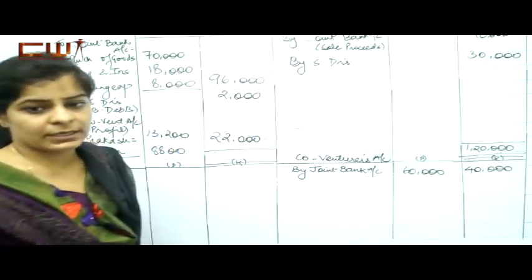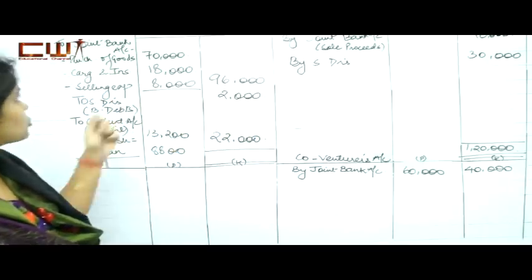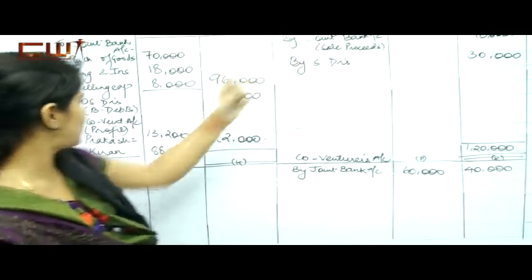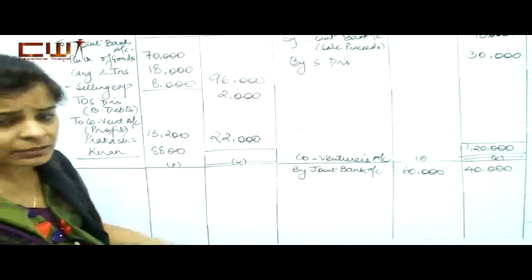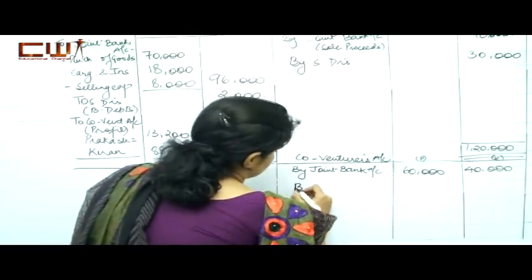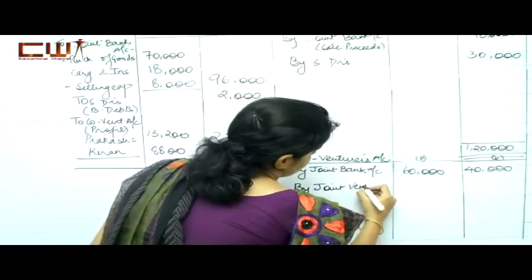Alright, next is they are also getting what? The profit. So what your entry is? Joint venture account debit to co-venturers account. So which account is being credited? Joint venture account. So this is by joint venture account.